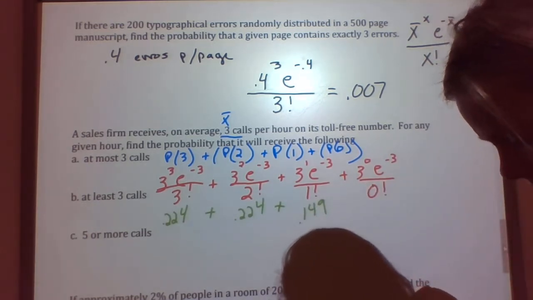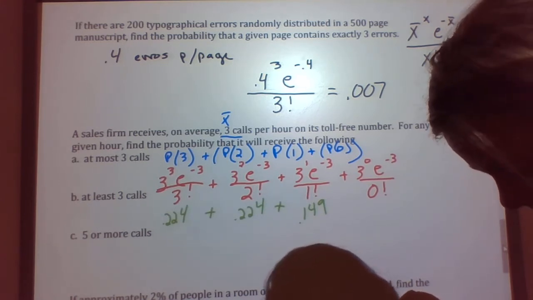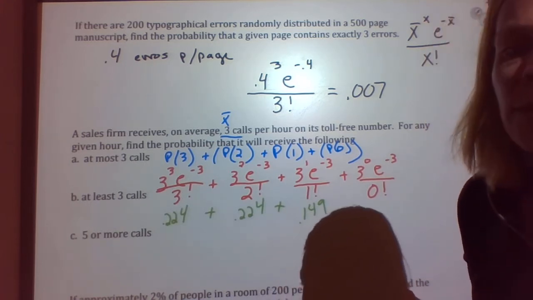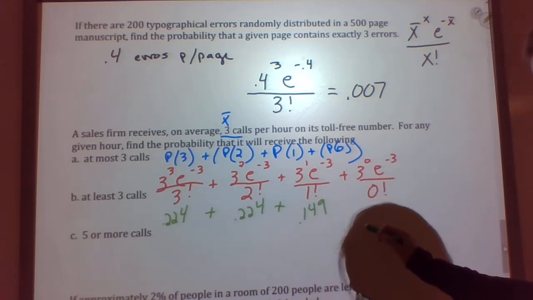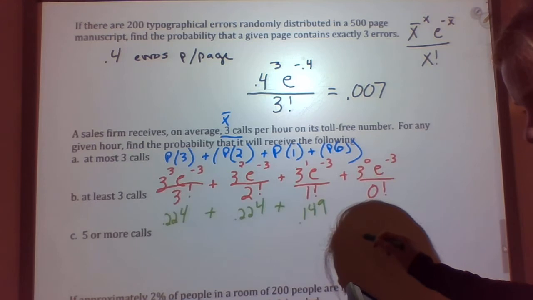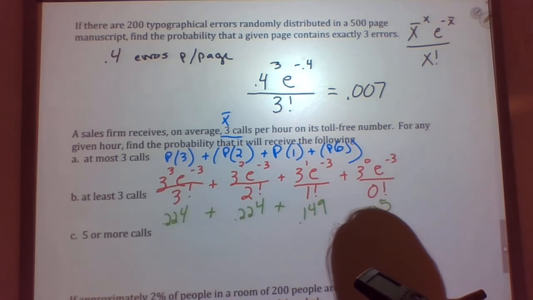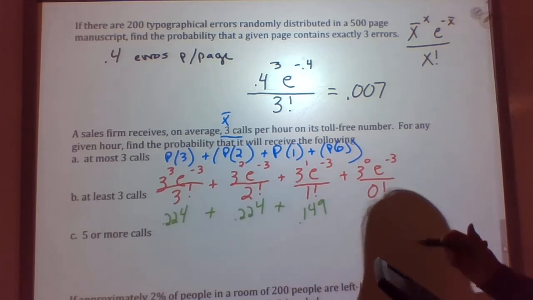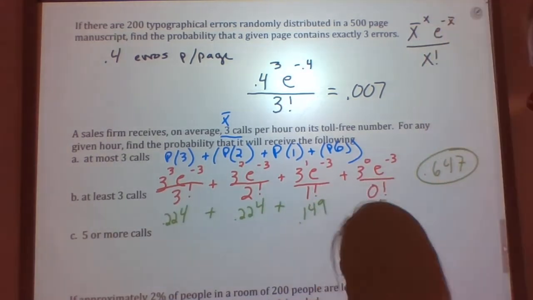And what is 0 factorial? There's the question of the day. If you do it on your calculator, is it 0? Nope, 0 factorial is 1, not 0. So that gives 0.005. I add those together, and I get 0.647. So that's at most 3 calls.